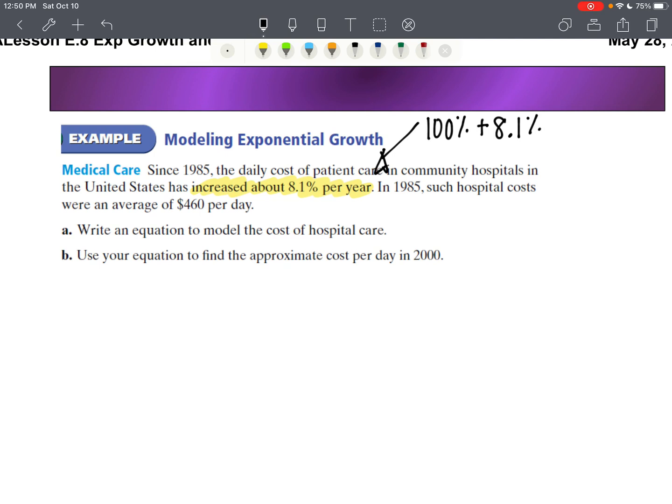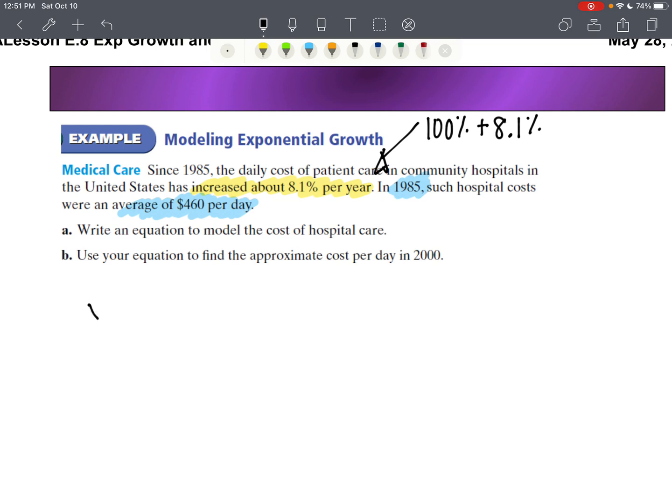In 1985, such hospital costs were an average of $460 per day. They've increased significantly since then. So that is where we're starting. So we're starting in 1985 at an average cost of $460 per day. We want to write an equation that models the cost of hospital care that is growing exponentially.